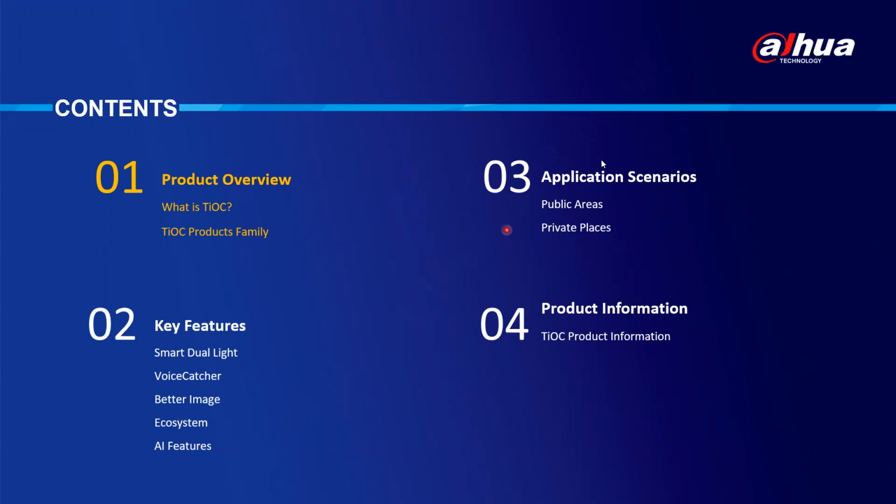The third part will be taking a look at the application scenarios where we can use these cameras for active deterrence in different places, for example, public areas and private areas. Then the last part will be taking a look at the TiOC product information based on the different camera types that we have, for example, the bullets and the eyeballs, and some of the features that have been included in this TiOC 2.0 that were not in the previous TiOC platform.